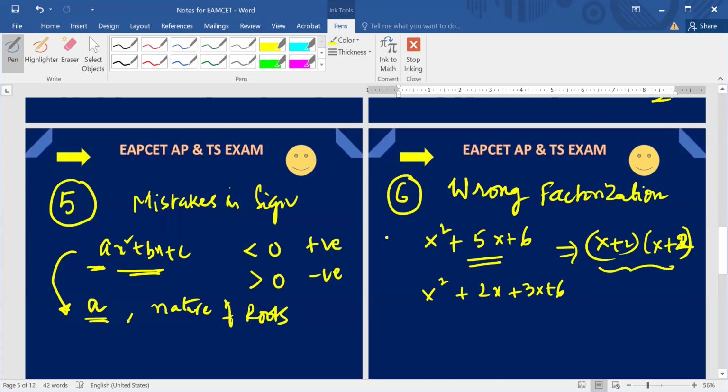So if you're not comfortable with factorization, try to get a grip of it. In the middle term, what is the middle term? 5x, and what is the sign? Plus. So you should see the two terms which are factors for the 5x, and if you multiply them, what will happen? If factorization goes wrong, the whole problem will go wrong.